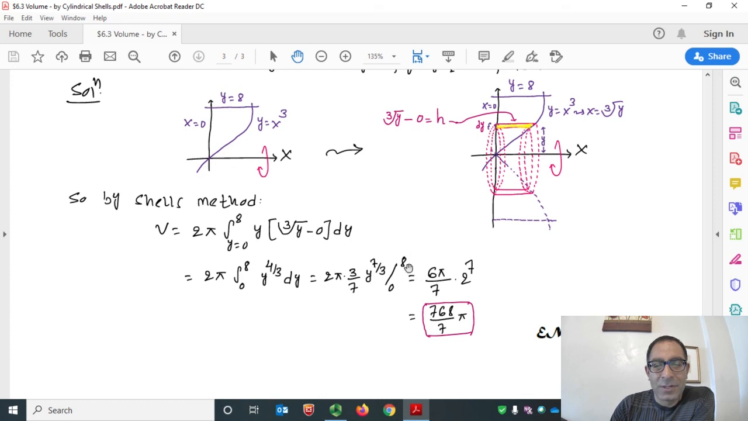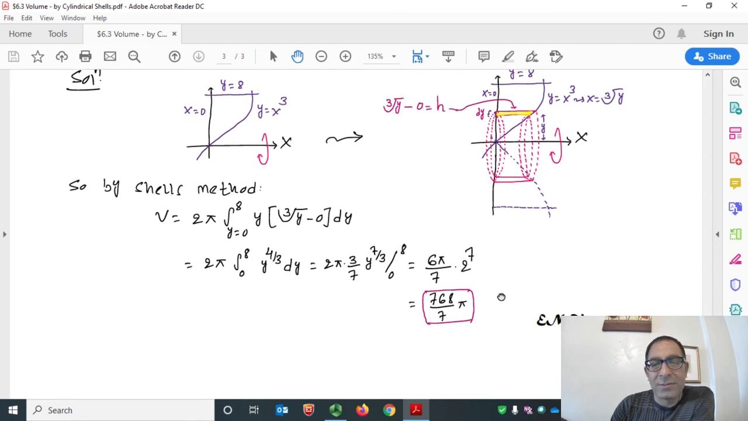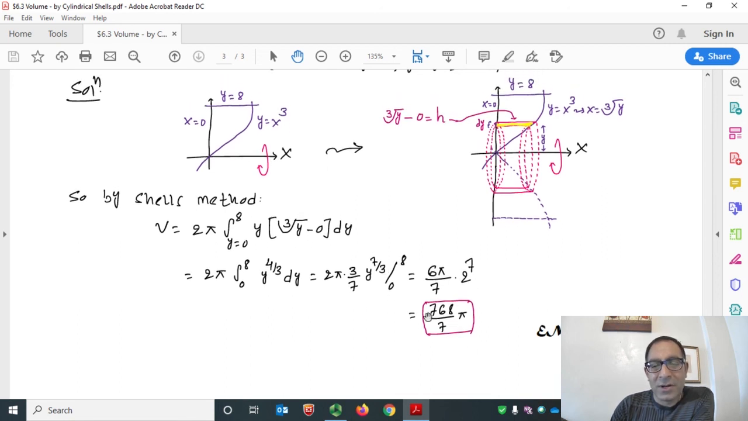Then put in y equals the upper limit 8. The lower limit is 0, by the way. Then simplify. It gives us 768 pi over 7. Awesome. So we finish this example, as well as this section. Thank you.